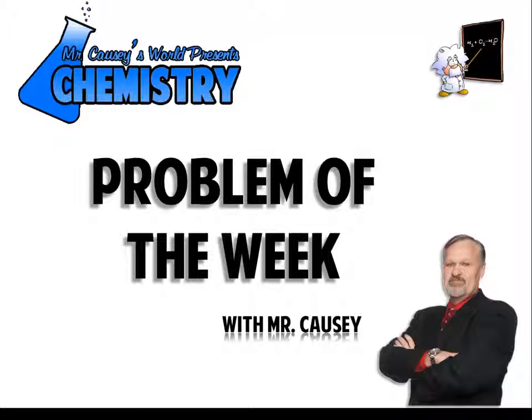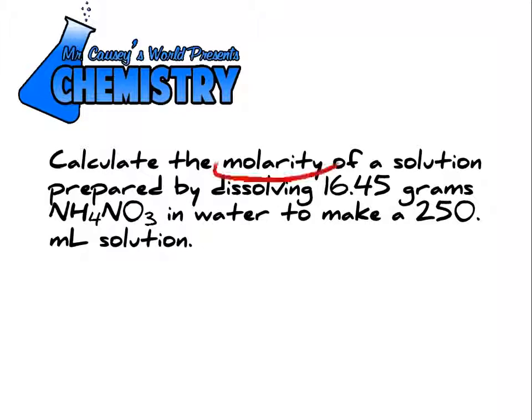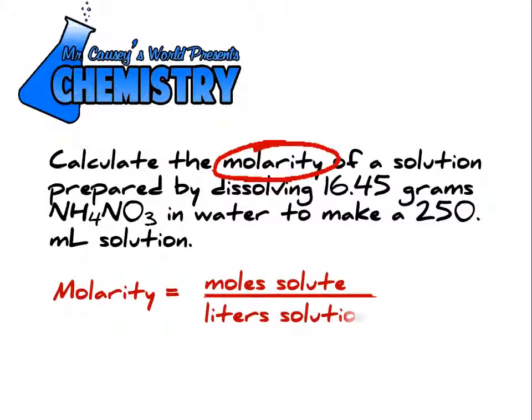So let's get right into the problem. Calculate the molarity of a solution prepared by dissolving 16.45 grams of ammonium nitrate in water to make a 250 milliliter solution. Now what we want to notice here is this is a molarity problem, and the first thing you want to do is make sure you know what molarity is. And molarity is the moles of solute per liters of solution. Now note that that's solution, not solvent.